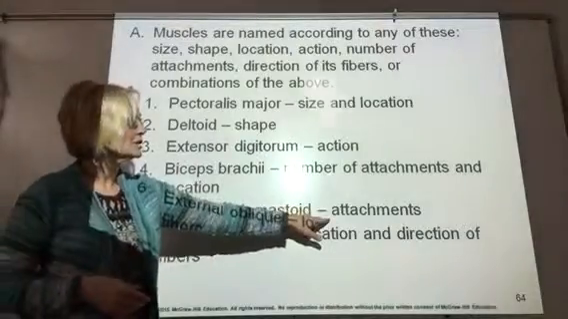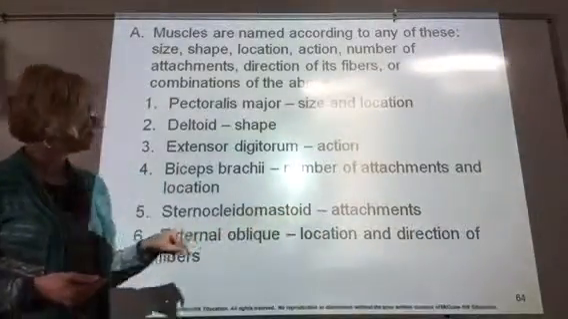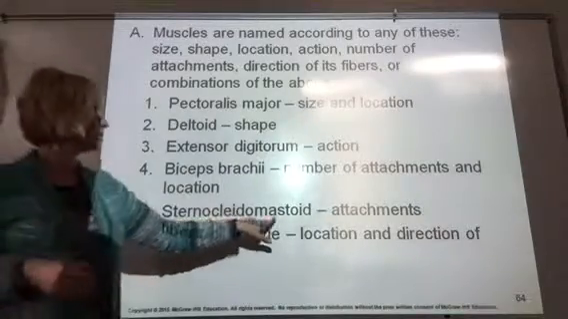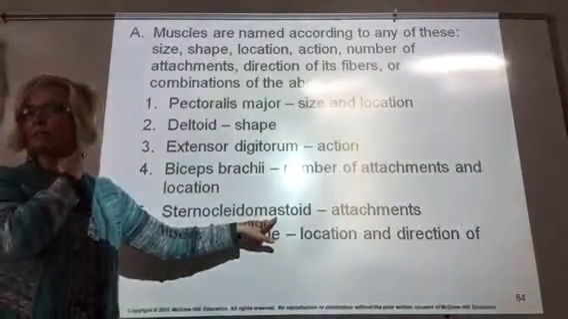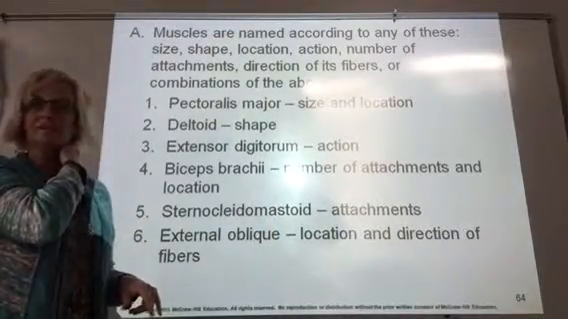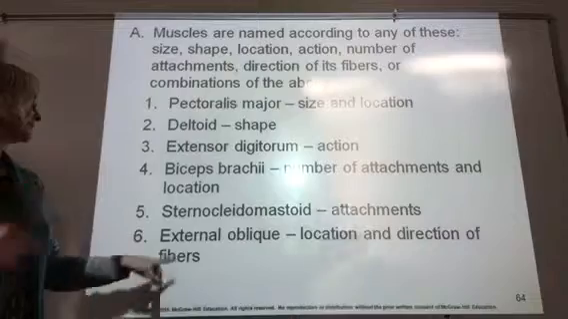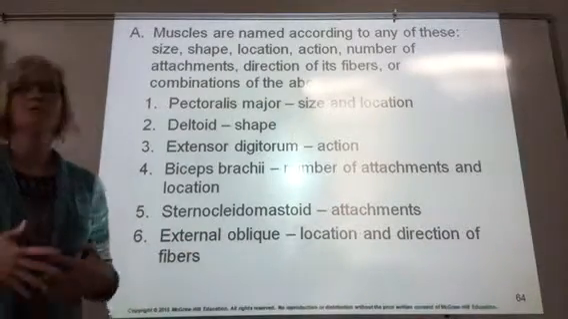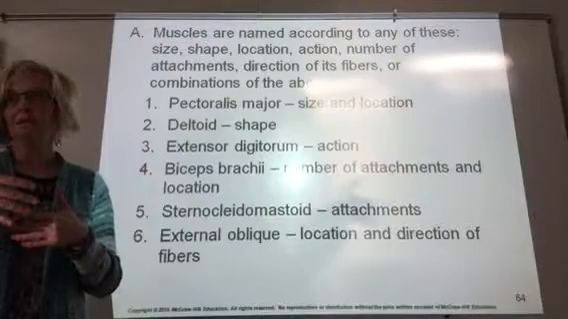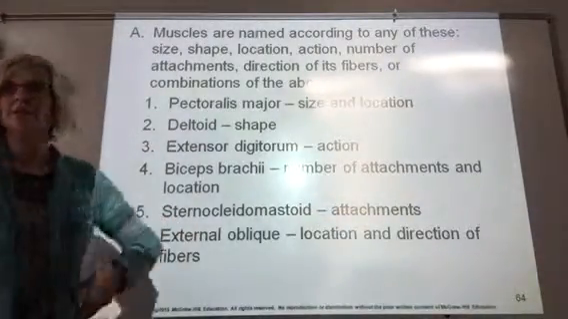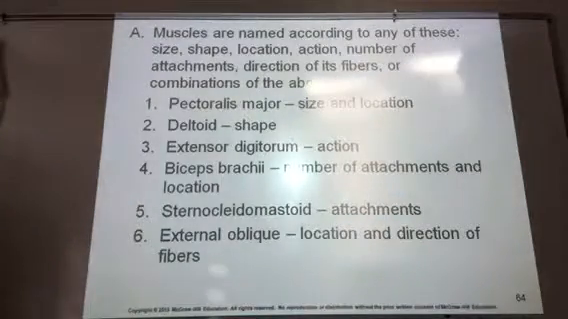Sternocleidomastoid actually tells where it's attached. So sternum, it's going to attach at the sternum. It's going to attach at your mastoid process. So it's going to extend and kind of cause some twisting motions. And then external obliques are in your abs. External means they're going to be an outside layer of muscles. And obliques run diagonally, so they're going to deal with twisting motion of your abs.